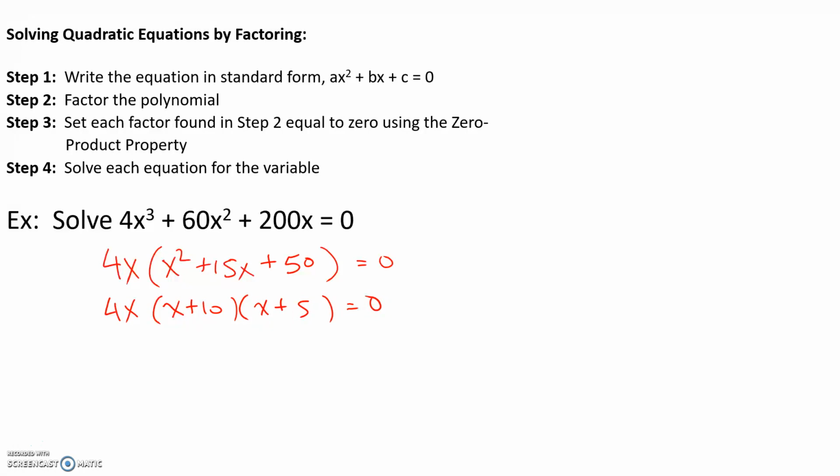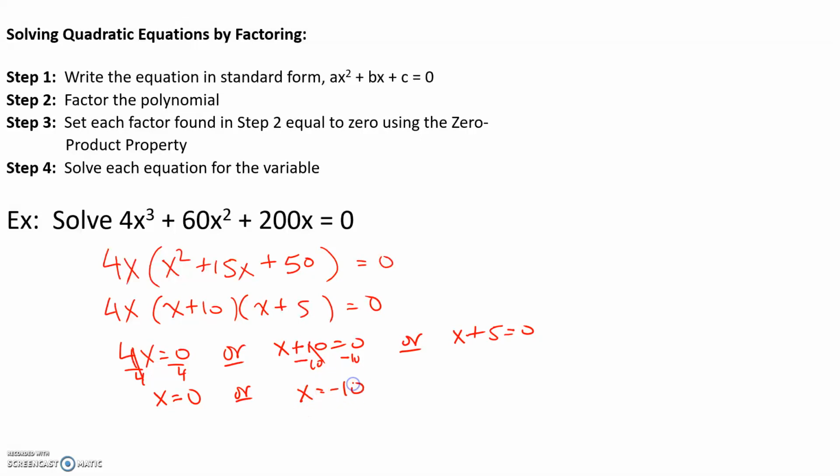Now in this case, we have three factors that multiply to 0. So the zero product property tells us that either 4x must be 0, or x plus 10 must be 0, or x plus 5 must be 0. If we solve the first equation, x equals 0. Solve the second equation, x equals negative 10. Solve the third equation, x equals negative 5. So our three solutions are 0, negative 10, or negative 5.